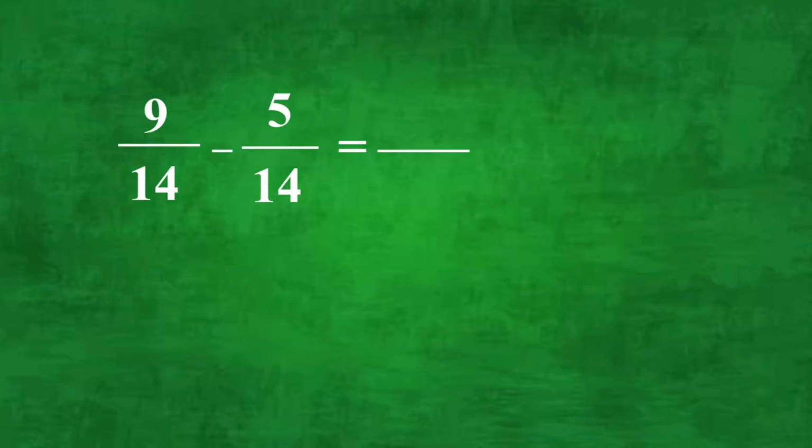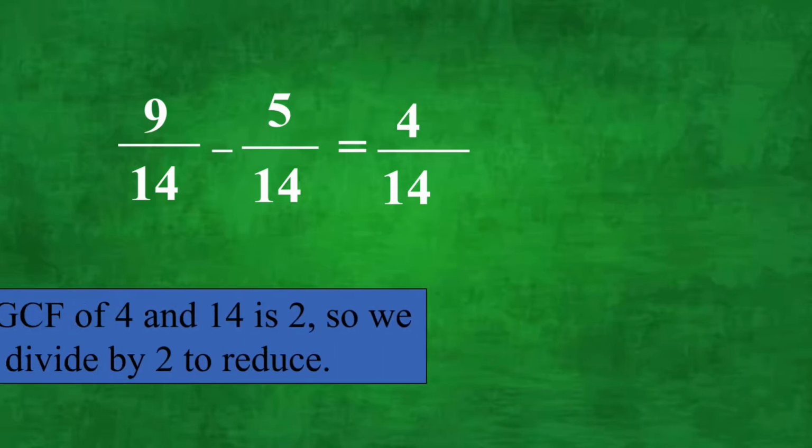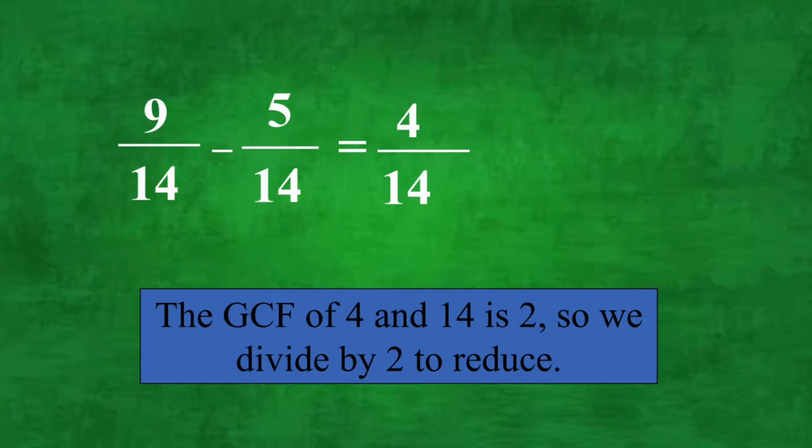Now let us have 9 over 14 minus 5 over 14. 9 minus 5 is equal to 4. Then copy the common denominator, which is 14. Now 4 over 14 can still be reduced in lowest term. The GCF of 4 and 14 is 2. So we divide by 2 to reduce. So 4 divided by 2 and 14 divided by 2 is equal to 2 over 7.